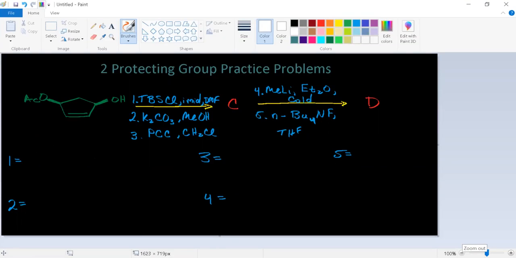So in this problem, we have just one more step, it looks like, but it's still working with protecting groups. So why don't we give this one a try to go through 1 through 5, and then we can work through what's going on in each step afterwards.